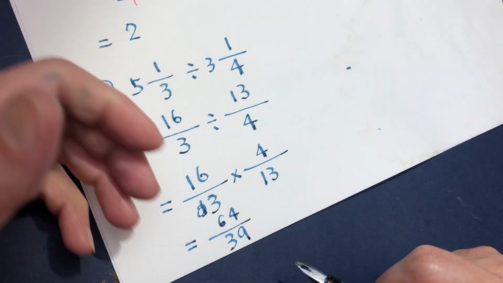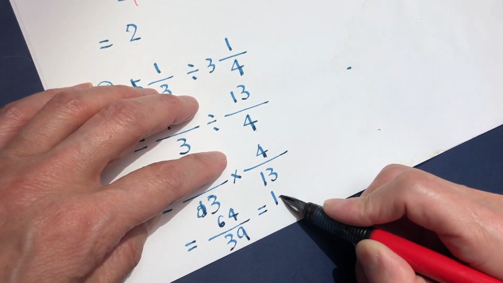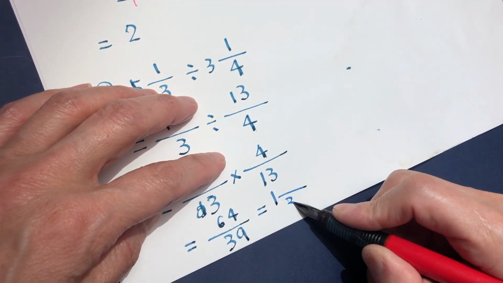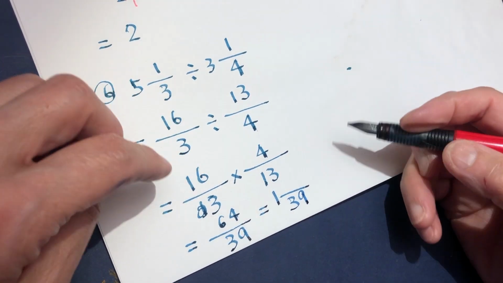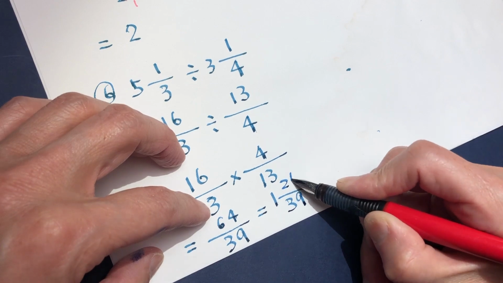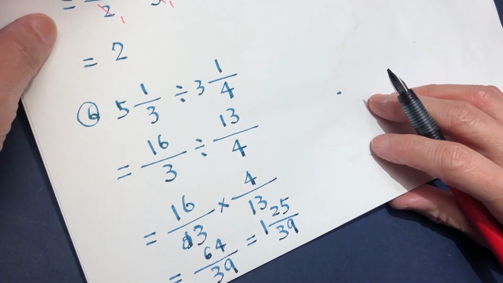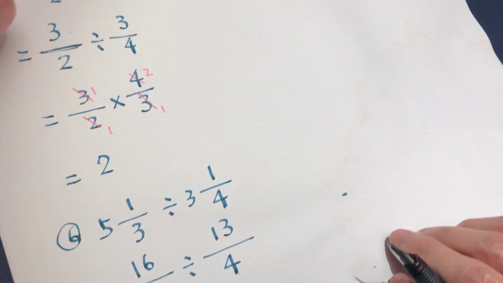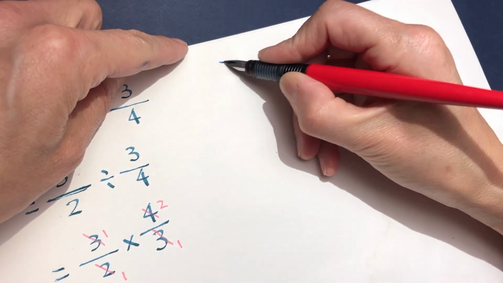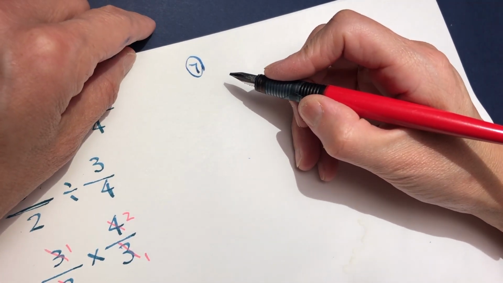You can just leave it like this, or you can change into mixed number form: 1 and 25 over 39. Okay, number 7, we will try to think of a little bit smarter number.